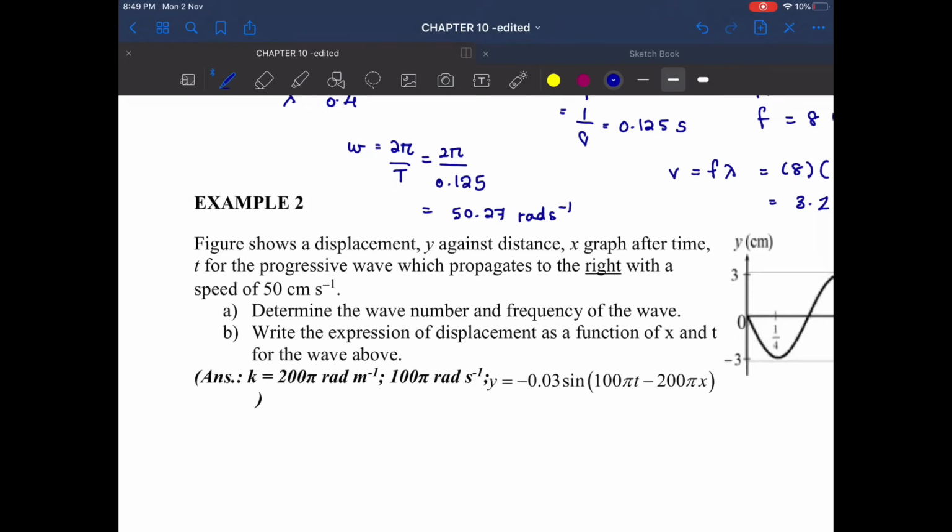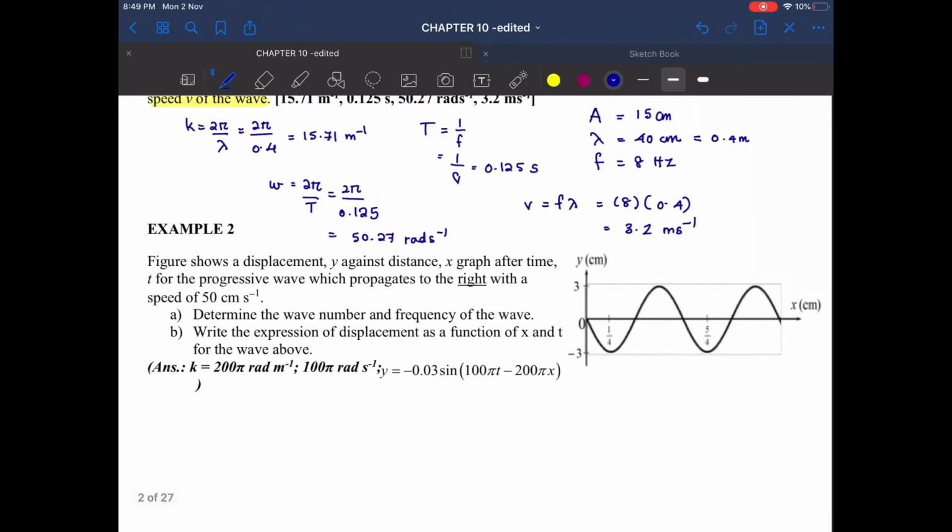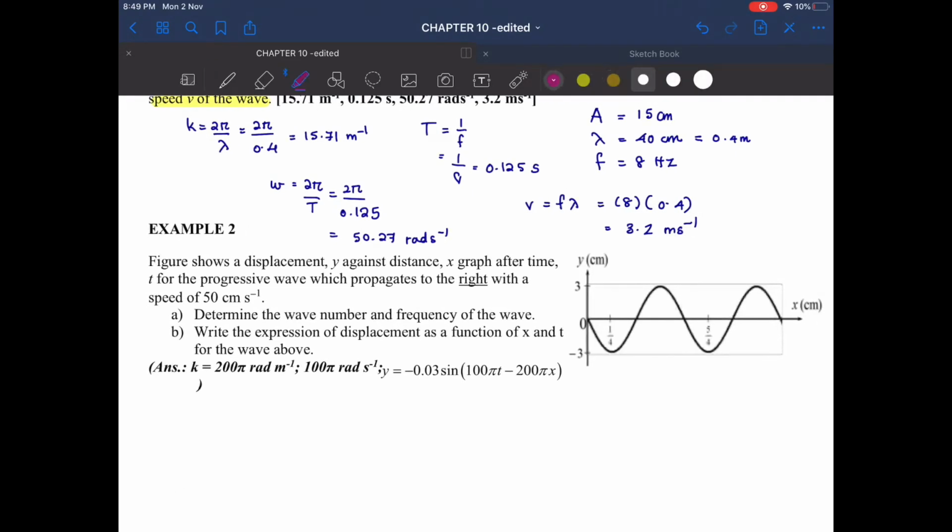Okay, so figure shows a displacement y against x. So kita ada graph y against x, kat sinilah y and x bukan y against t tau. For the progressive wave which propagates to the right with a speed of 15 cm s negative 1. Determine the wave number and the frequency of the wave. Kita tengok tulis formula untuk wave number. So we have v equals 15 cm s negative 1.